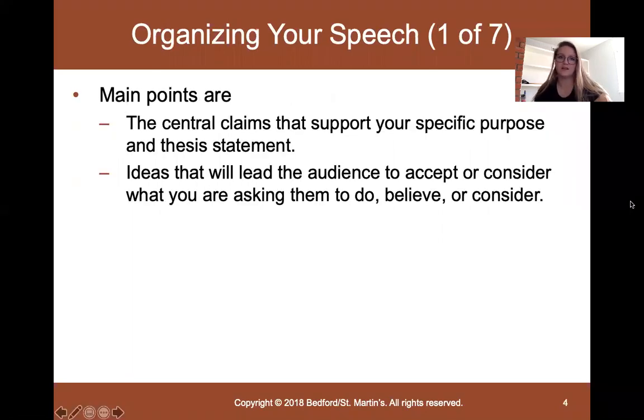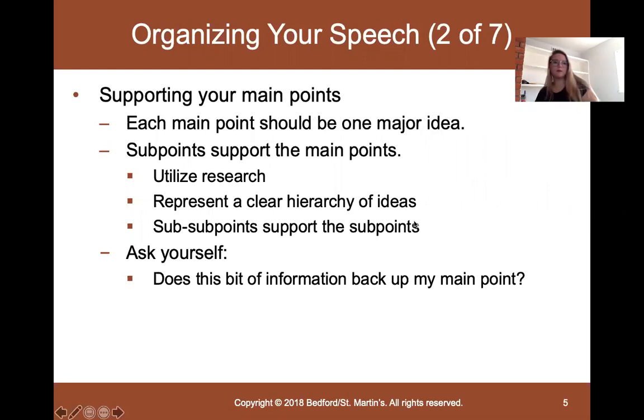So main points are the central claims that support your specific purpose and thesis statements. These will be ideas that will lead the audience to accept or consider what you're asking them to do, believe, or consider. You're going to have 3 main points for your speeches. So you're going to have your thesis, then 3 main points supporting your thesis, a conclusion, and also an introduction.